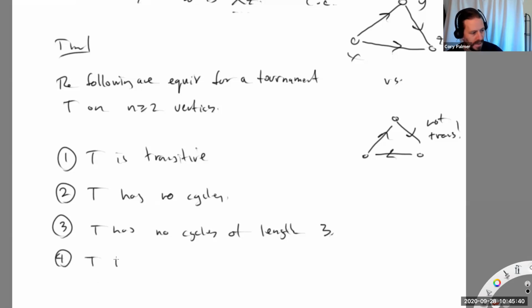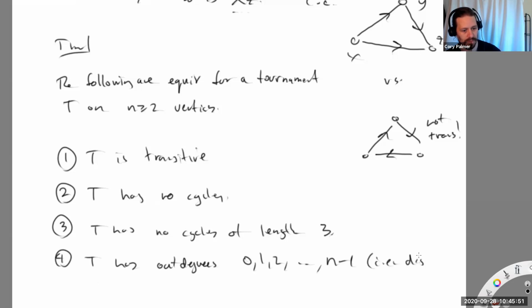Number 4, T has out degrees 0, 1, 2, up to n-1. So all the out degrees are distinct in a transitive tournament. This again gives you a very nice ranking of the vertices. You can rank vertices now by their out degree. Say you point to the team that beats you, or you can do it the other way. It means that the team with no edges going out never lost, and another team lost 1, lost 2, lost 3, lost 4, up to lost n-1. A very natural way to decide who's the best and who's the worst in that tournament.